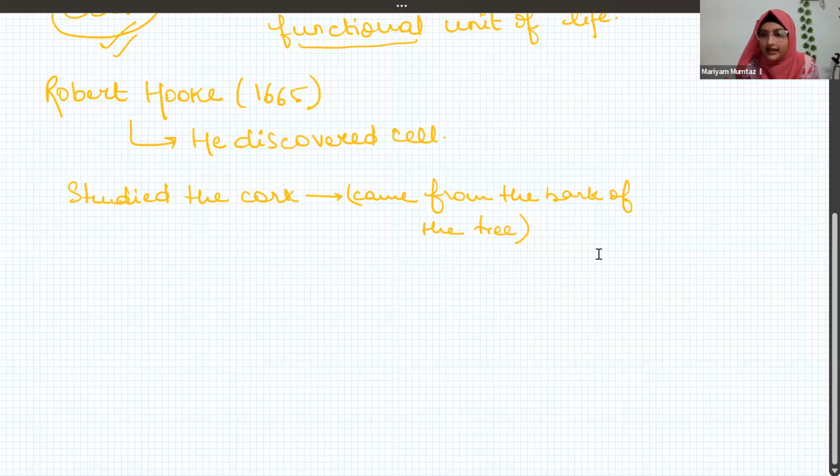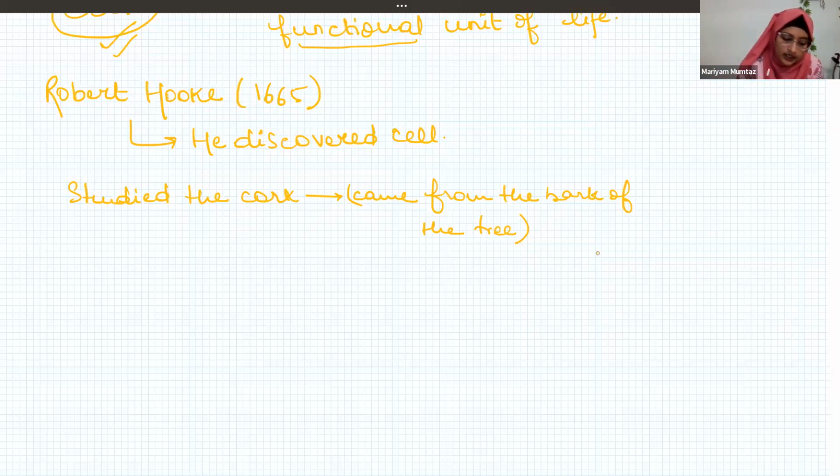So he was the first person who discovered the cell, right? He said, okay, these are the compartments present in the cork, and I will name them cells. After that, there was another person. Since he brought up the study, many scientists began their own studies about the cell, like observing different kinds of cells. Is it different in all organisms, or is it exactly like the cork?